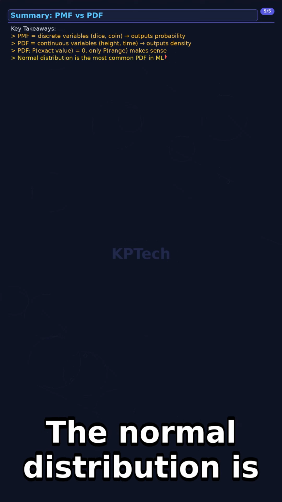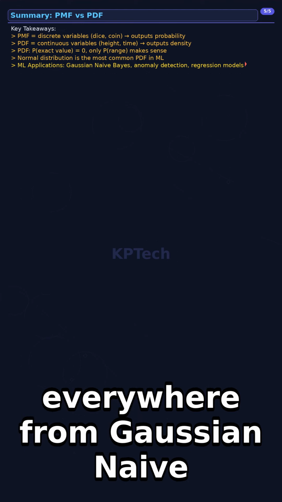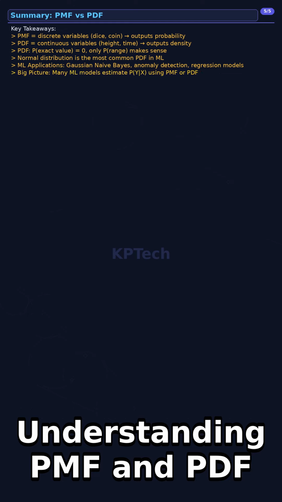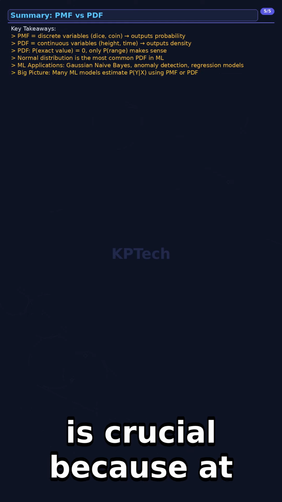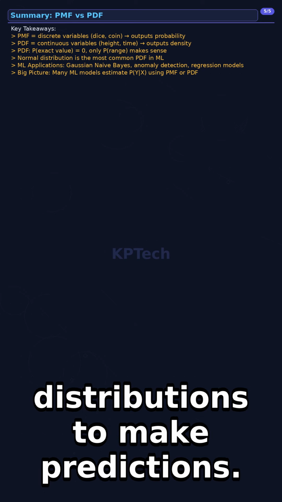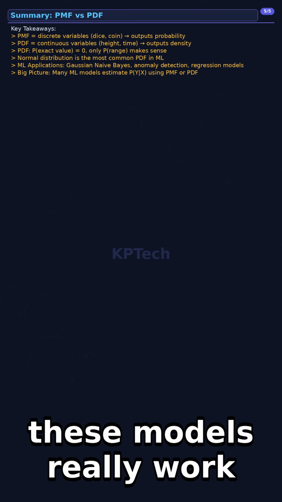The normal distribution is your go-to PDF in machine learning, showing up everywhere from Gaussian naive Bayes to anomaly detection. Understanding PMF and PDF is crucial because at their core, most ML algorithms are estimating probability distributions to make predictions. Now you've got the foundation to understand how these models really work under the hood.